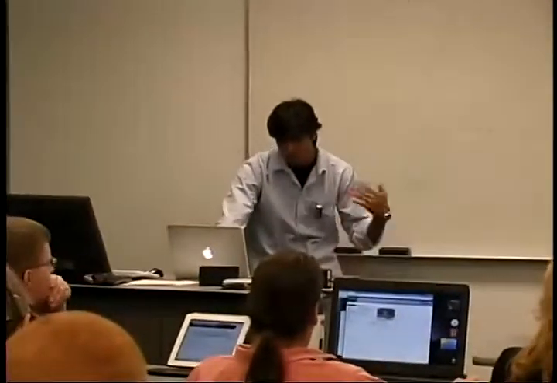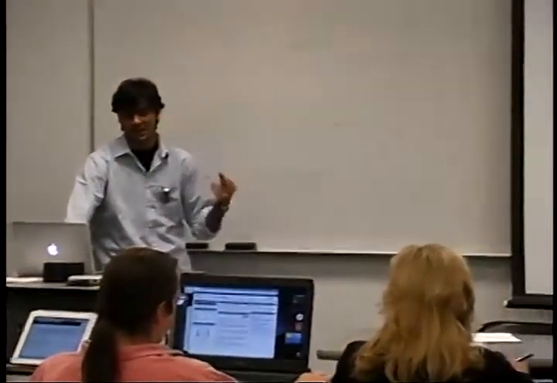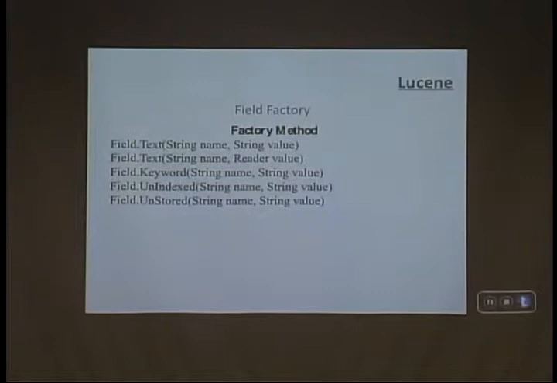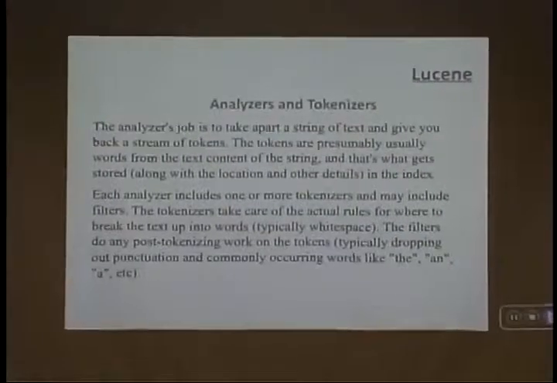Then tokenized prior to indexing, a very key part. Then stored in the index. And the methods, which we will really go into in the code. Index writer, directory object, analyzer, and tokenizer.